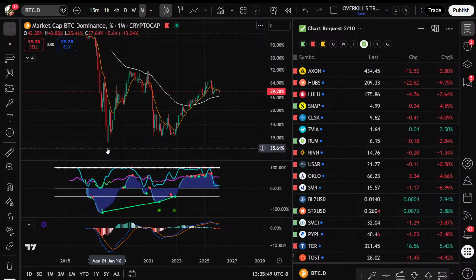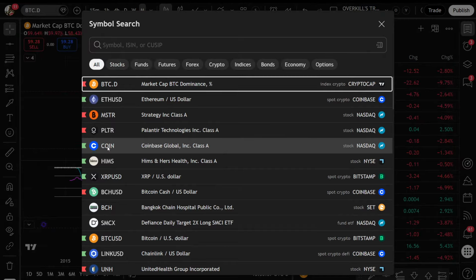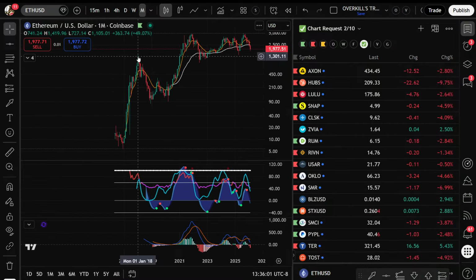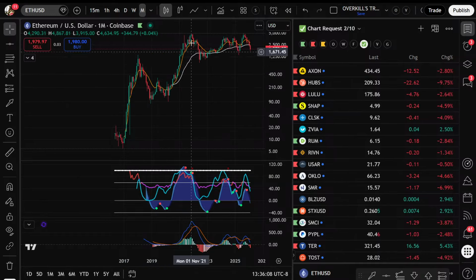Right here in 2018, at the bottom, when this chart was at 35, let's go to Ethereum back here in January of 2018. 2018 Ethereum, where are we? Literally at the very top. And then what happened? We sold off. What happened up here? November 2021.